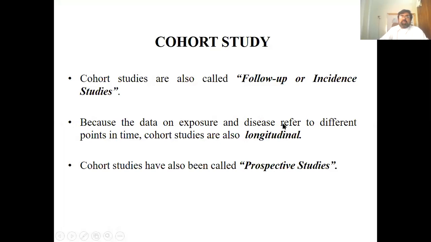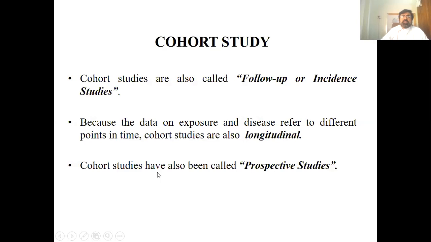Because the data on exposure and disease refer to different points in time, cohort studies are also called longitudinal studies. Because you have to have follow-up visits and you have to study the individual for a longer period of time. You can even study them for 5 years, 10 years, 15, 20, or 25 years. That depends upon the outcome, how much time it takes.